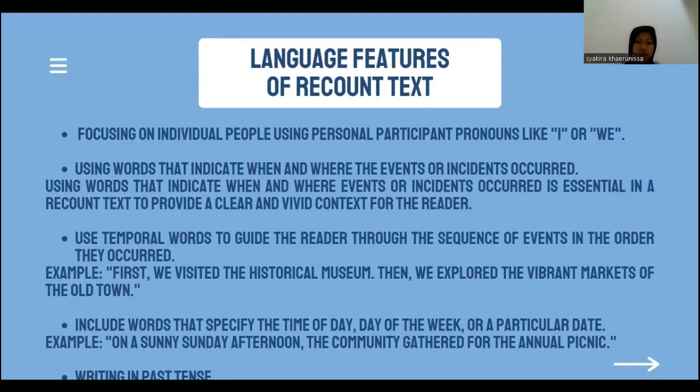Use temporal words to guide the reader through the sequence of events in the order they occur. Example, first, we visited the historical museum. Then we explored the vibrant markets of the old town. Also, include words that specify the time of day, of the week, or a particular date. Example, on a sunny afternoon, the community gathered for the annual picnic. Last, writing in past tense. Next slide, please.